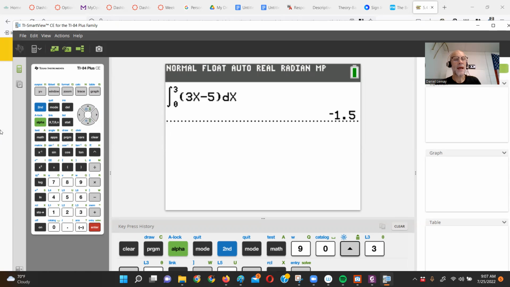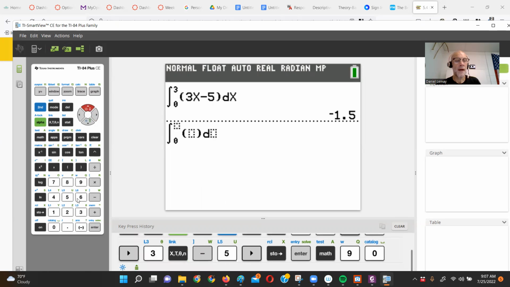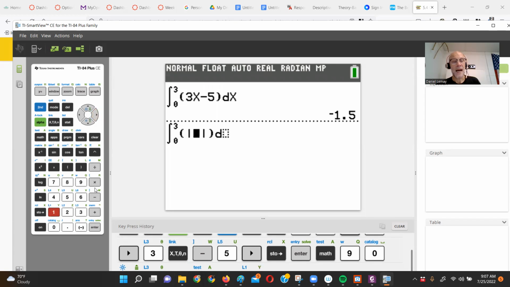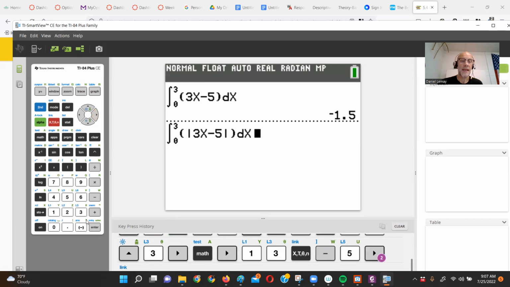Let me do math 9 again. So math 9, and then I go from 0 to 3 again. But here's what you do that's a little different. You're going to put an absolute value sign in there. So math, if you come over to numbers and type a 1, now you can type in the function 3x minus 5 dx. What that's going to do is take all the negative areas and make them positive, and all the positive areas stay positive. And you're going to see in a minute that that's the answer.